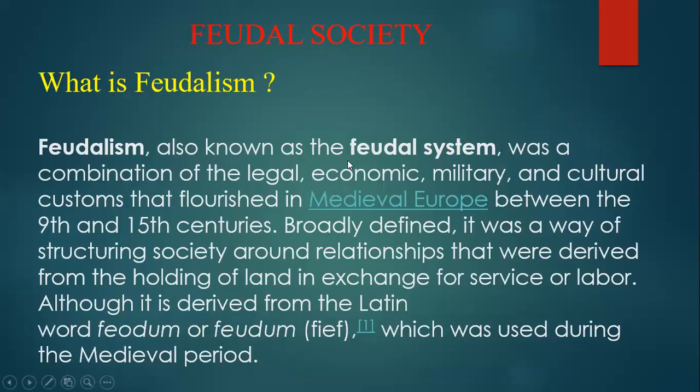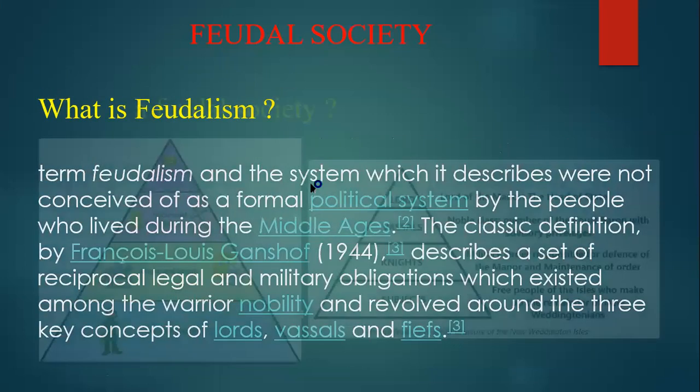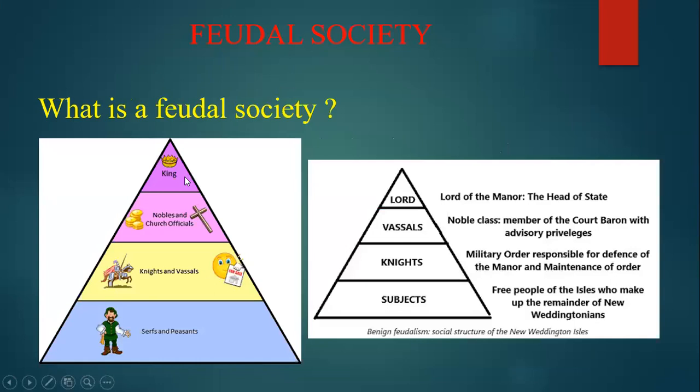So, feudalism. What is feudalism? I told you. In the feudal system, the king was on top, and nobles and church officials were at the second level. Knights were the army generals of the dissolved army, and serfs and peasants, meaning the common people, they are the slaves. This is the feudal system.